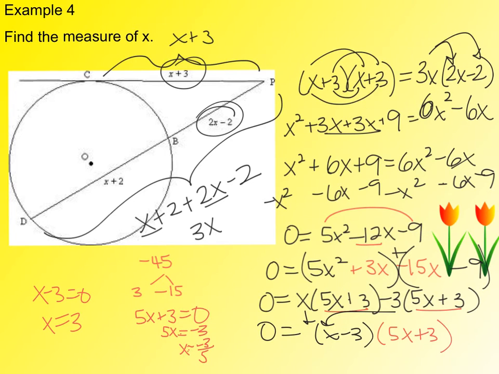If I look at my original problem, if I plug in 3 for x, that's going to work in both spots, not giving me a negative side length. And even if I plug in a negative 3/5, it's going to still give me a valid side length. So in this case, I have two solutions. X equals 3 and x equals negative 3/5.